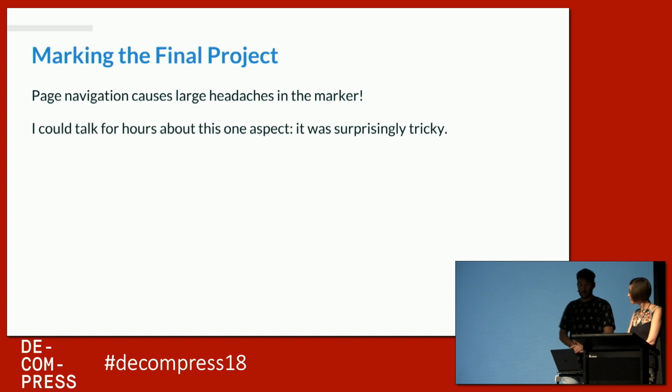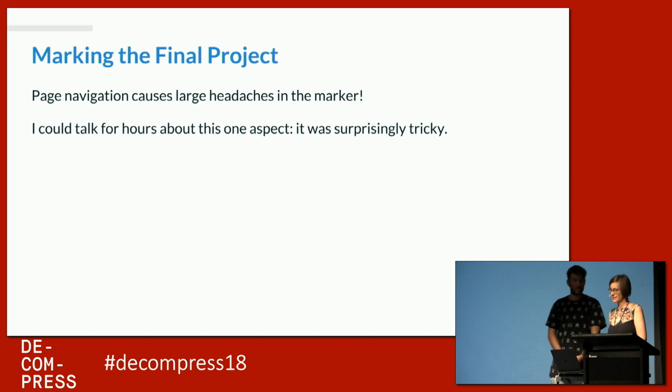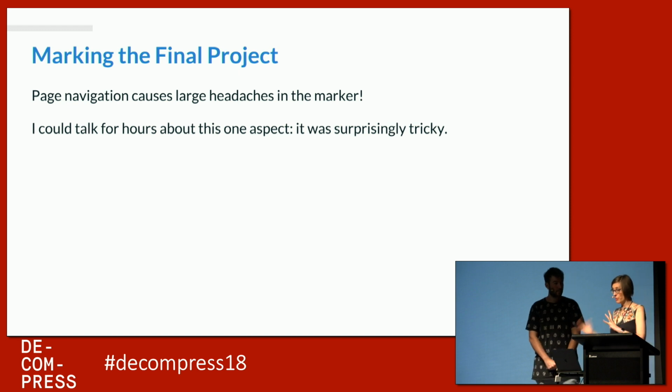So for marking the final project, the main thing that was a real issue here was that page navigation is a factor. If they do it correctly, then there will be no page navigation, but if they don't do it correctly, and let's face it, almost all the time, the first thing they're going to do is hit mark before they've set up their event handlers or anything, it's going to cause a page navigation. So I could talk for ages on this one aspect. It was surprisingly tricky, given the way that the handles are set up inside the Chromium DevTools. So come and ask me about it if you're interested in that, because I think we're a little bit short of time here.